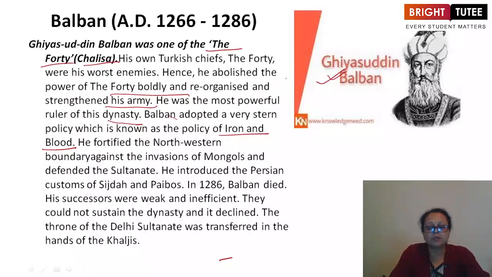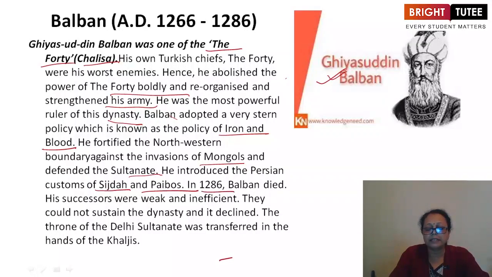He fortified the northwestern boundary against the invasions of the Mongols and defended the Sultanate. He gave full support and protection to the Delhi Sultanate. He introduced the Persian custom of Sijda and Paibos. This is a very important thing introduced by Balban. As he was also a member of the Chalisa, he reorganized it because the chiefs of the Forty were his worst enemy. So he strengthened his army and adopted the stern policy of iron and blood.